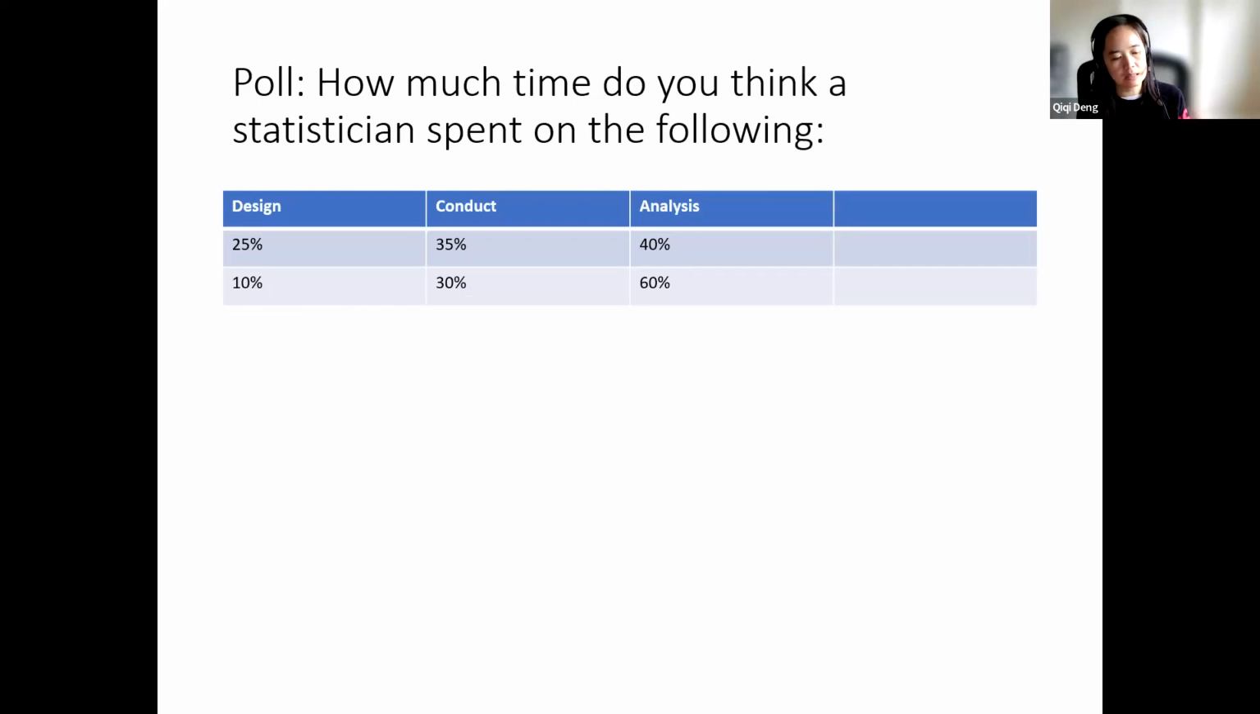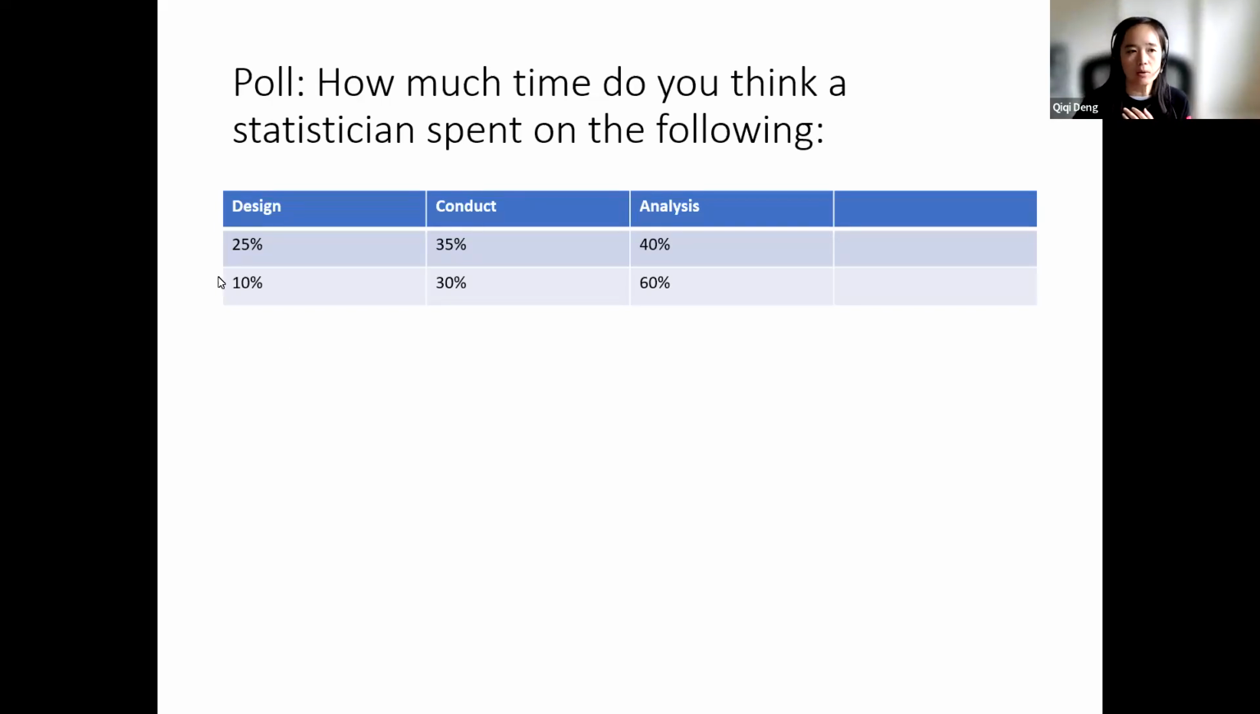Talking about how a statistician can contribute within this process, this is a typical poll I used. I don't know whether we have the functionality to do that here, but you can think about, if you're a statistician working in the pharma industry as a biostatistical lead, what are the times you're going to spend on each of the perspectives? Whether you're designing the study, you're overseeing the conduct of the study, or you're doing analysis.